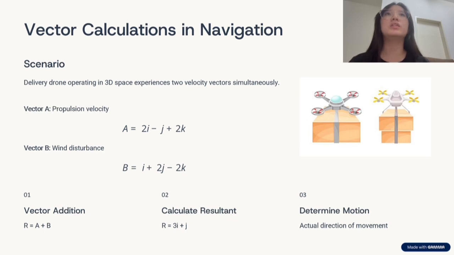Vector calculations in navigation. Scenario: a delivery drone operating in 3D space experiences two velocity vectors simultaneously. Vector A is propulsion velocity, A equals 2i minus j plus 2k. Vector B is wind disturbance, B equals i plus 2j minus 2k. Vector addition: R equals A plus B. Calculating the resultant, R equals 3i plus j. This determines the actual direction of movement.